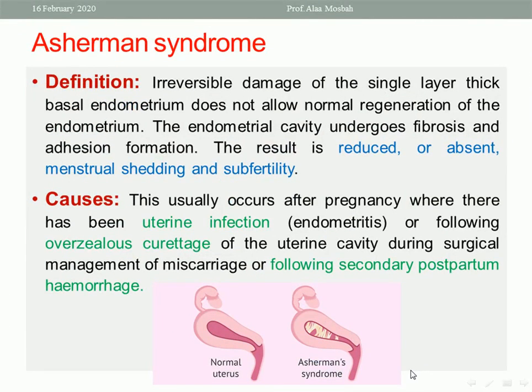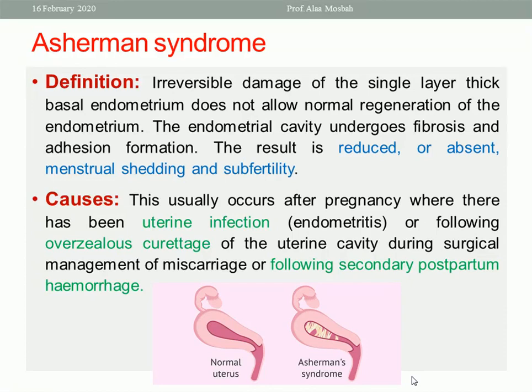Next title is Asherman syndrome, which is defined as irreversible damage of the single-layer thick basal endometrium, which doesn't allow normal regeneration of the endometrium. The endometrial cavity undergoes fibrosis and adhesion formation. The result is reduced or absent menstrual shedding and subfertility.